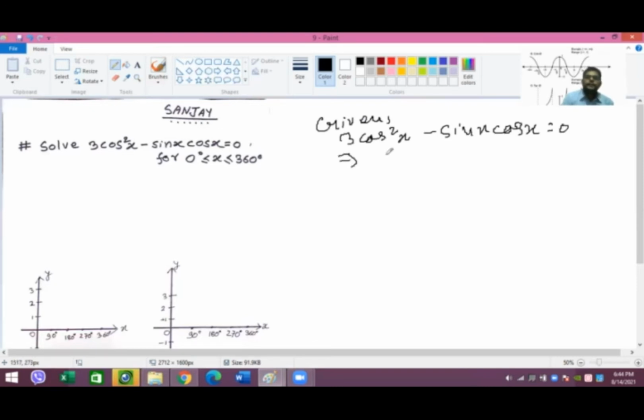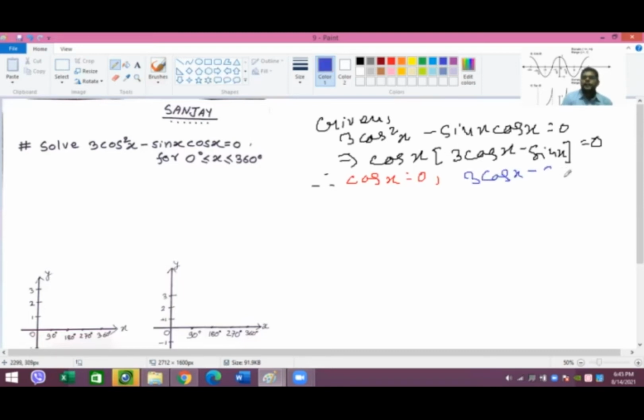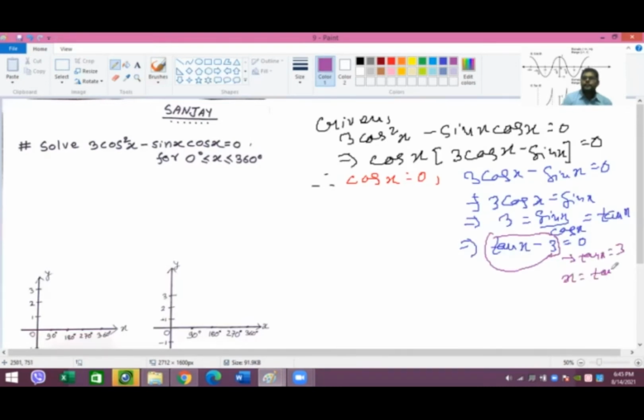Now take cos x common from both. If you take cos x common, then you are left inside the bracket with 3 cos x minus sine x equals 0. That means we have two things: one is cos x equals 0, and the other is 3 cos x minus sine x equals 0, which gives you tan inverse 3. You can suppose this as equation 2, and this is equation 1.